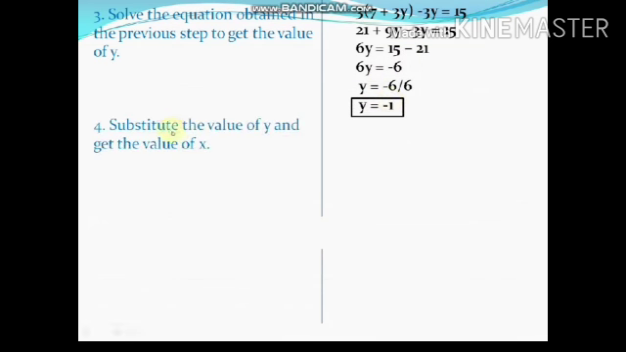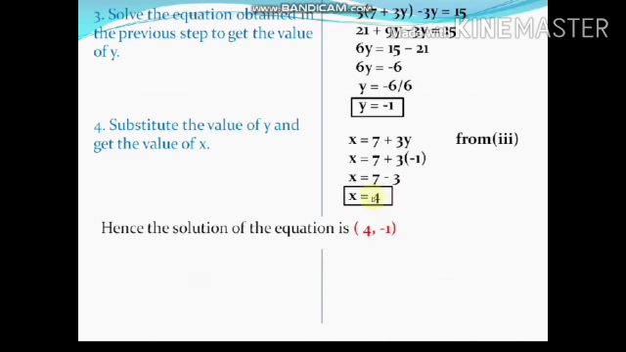Next step, substitute the value of y and get the value of x. Now we will substitute this value in the third equation, x equals 7 plus 3y. When you substitute the value of y, you will get x equals 4. Hence, the solution of the equation is 4 comma minus 1.